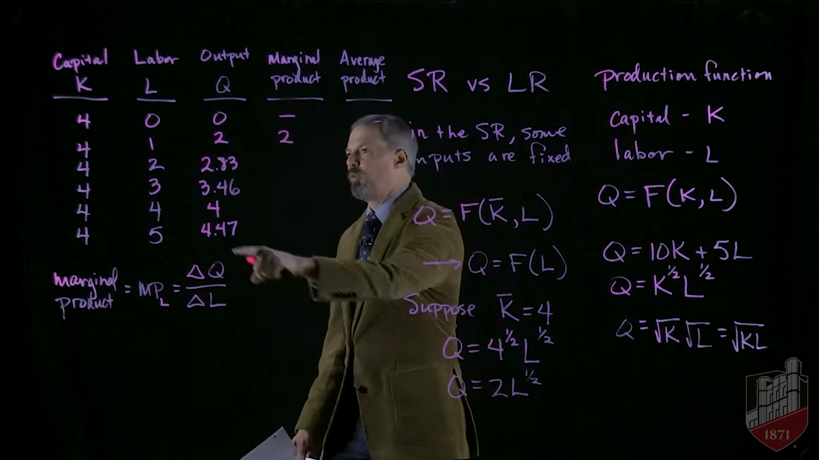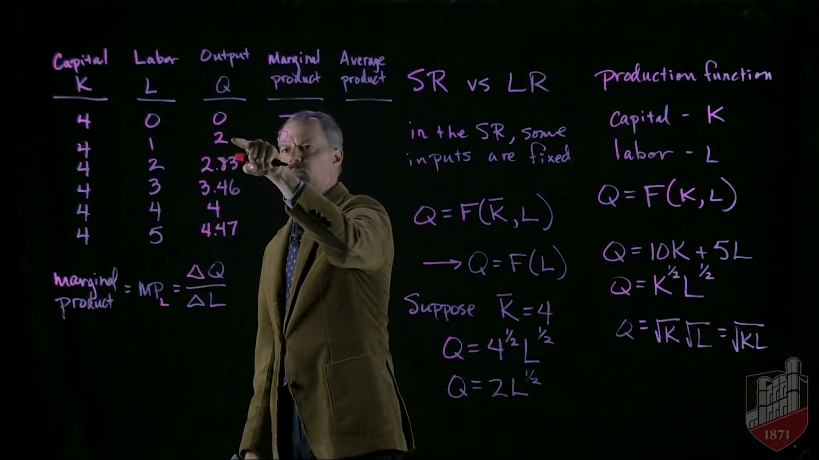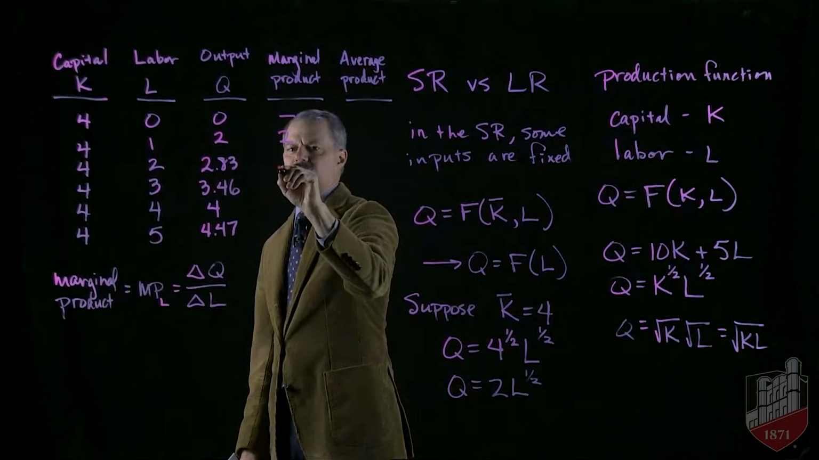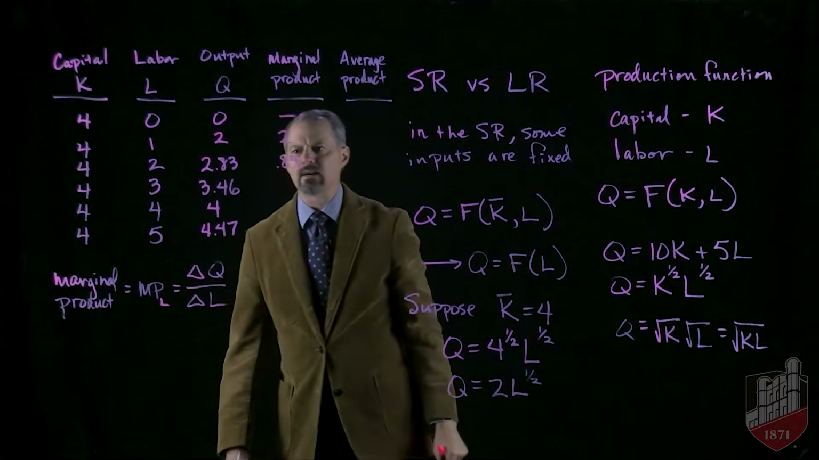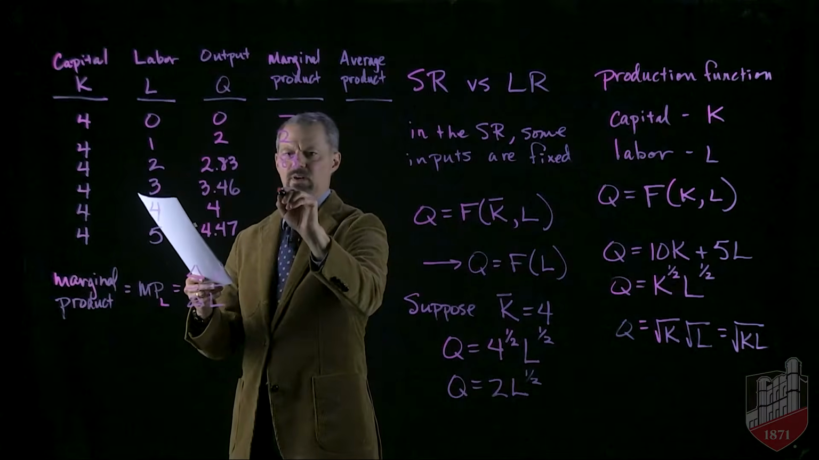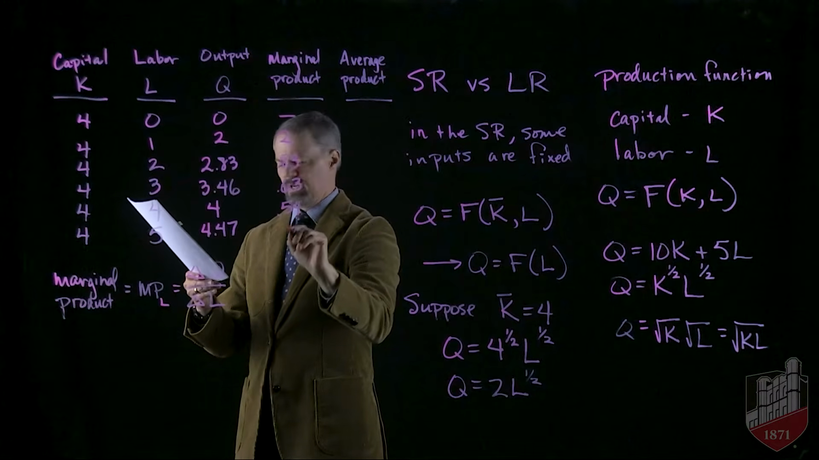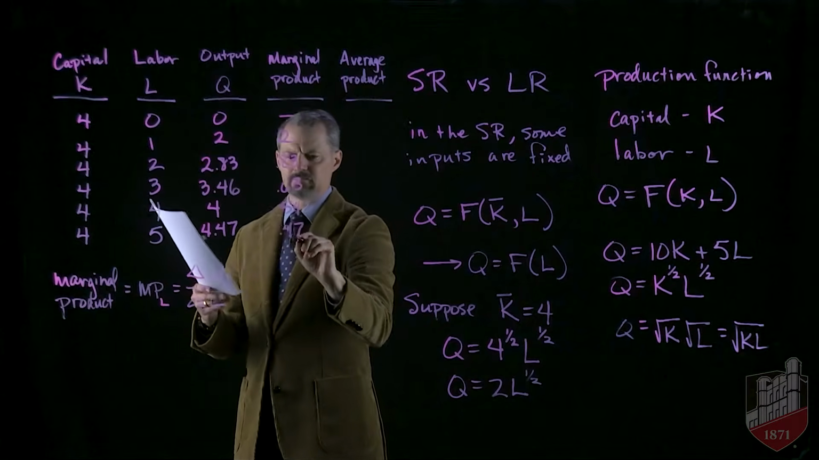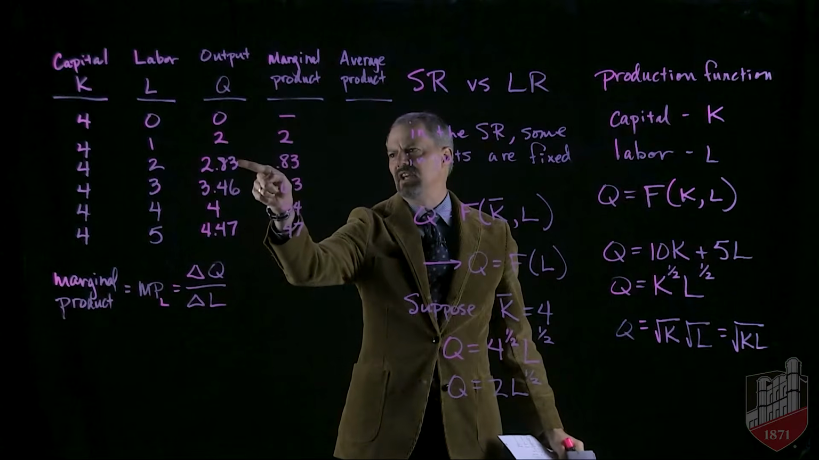If we go from 1 worker to 2 workers, now our output goes from 2 to 2.83, so the marginal product of the second worker is 0.83. That's how much it changed by. Here's what the rest of them look like. It's 0.63, 0.54, and 0.47. So you're just looking at how much output changes at each step.